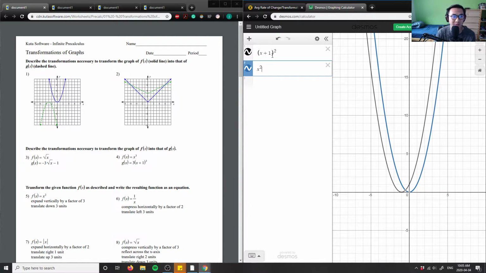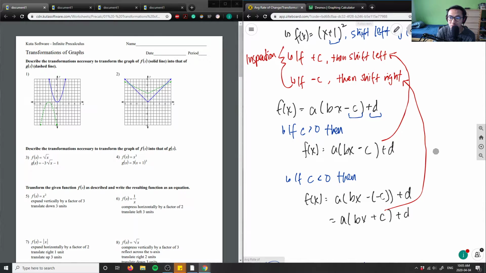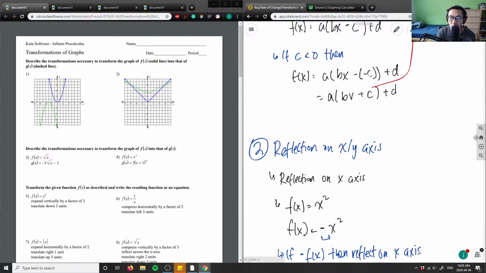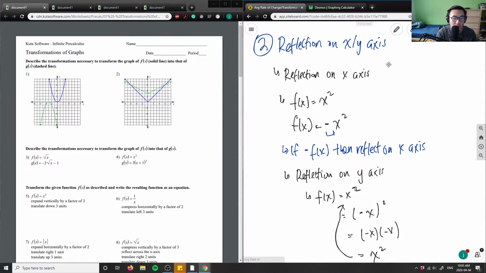The transformation is moving left. Sorry, I got confused. So you see here it's moving left, and then the negative number in this bracket is going to move right by 1. That's a horizontal shift. And then we talked about reflection on the x and y axis, right?